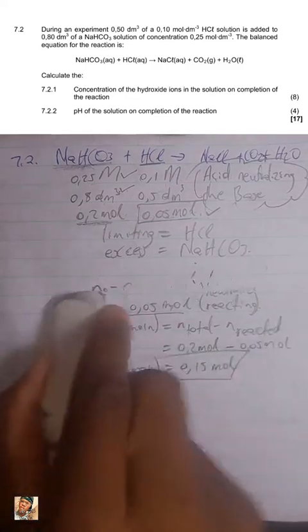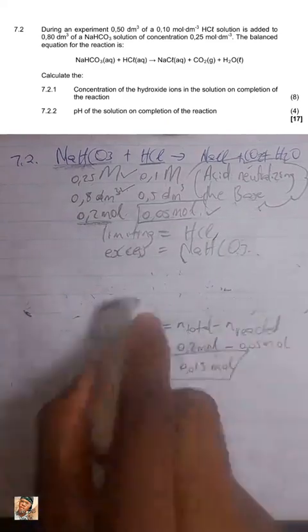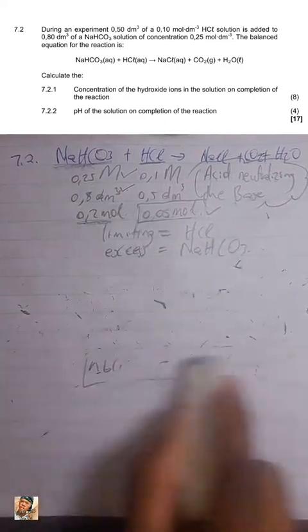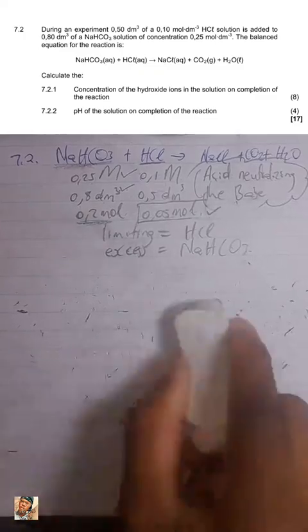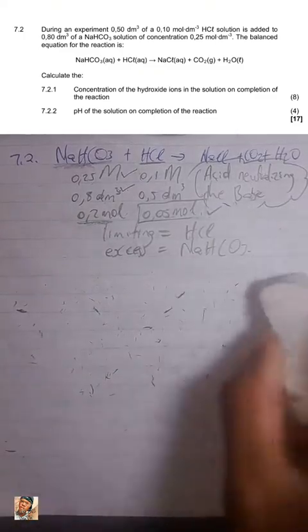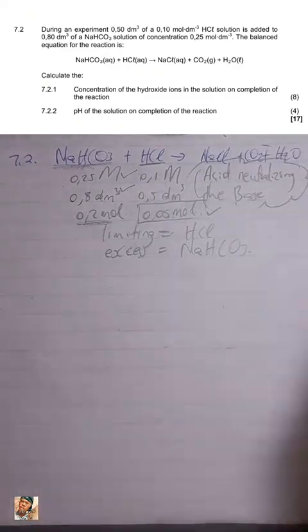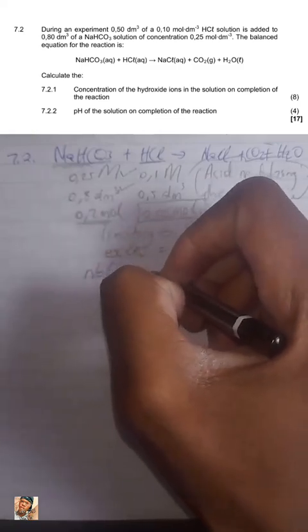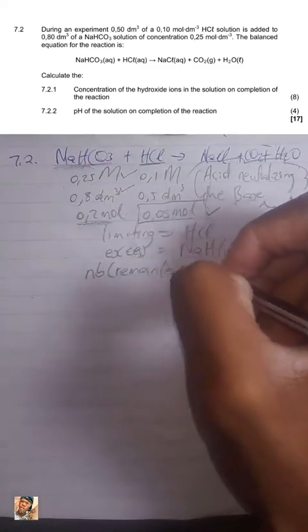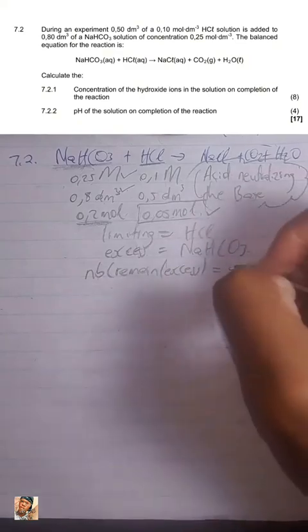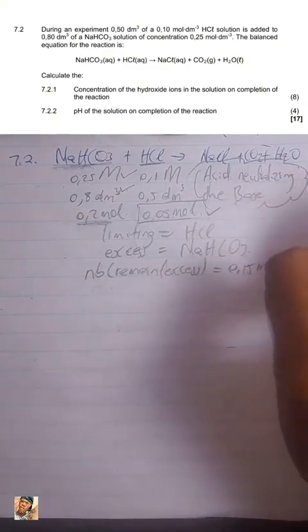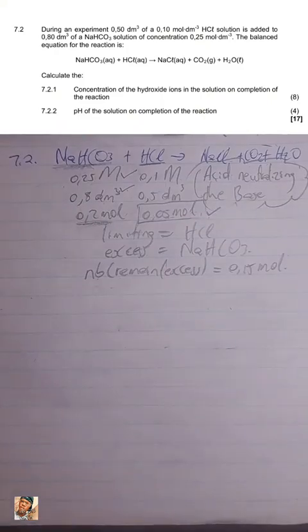Right. So now I have calculated the number of moles that is going to remain in the conical flask. The number of moles of the base that is going to remain, the one that is in excess, is going to be equal to 0.15 moles. Right, so the same as: calculate the concentration of the hydroxide ions in the solution on completion of the reaction.